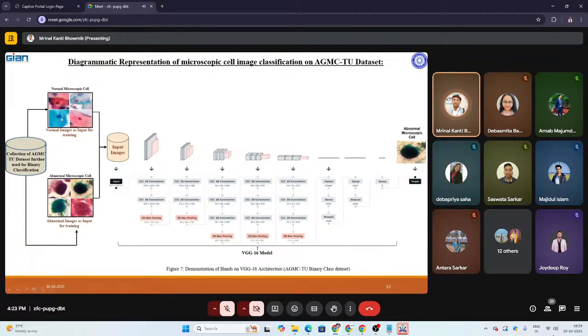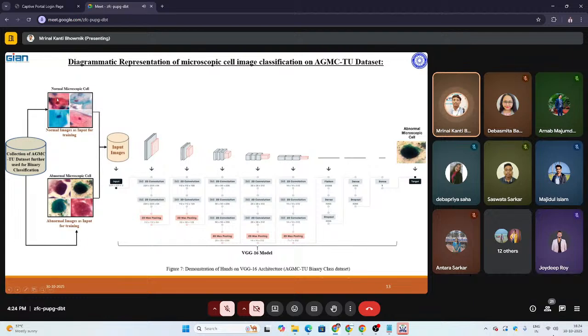As you have already heard from previous lectures, in maximum cases the nucleus remains small for normal microscopic cells, so you can already identify that as normal classification, and for abnormal, the nucleus is much larger. These are some of the 4 images. Normally in the AGMC2 dataset we have 50 images for abnormal and for normal another 50 images. I have taken 4 images from that just to show here.